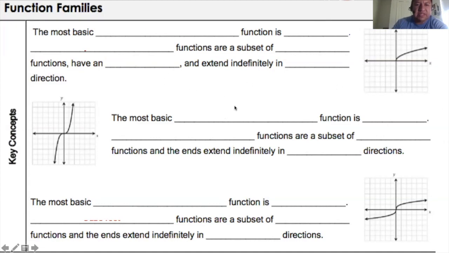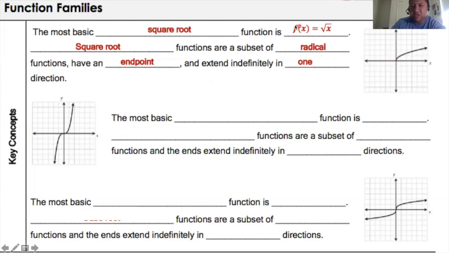It says the most basic square root function is f of x equals the radical or square root of x, okay? The square root functions are a subset of radical functions, and they have an endpoint. If you notice here on the graph, you can see that it ends. It doesn't go beyond x equals 0. And then it extends indefinitely in one direction.